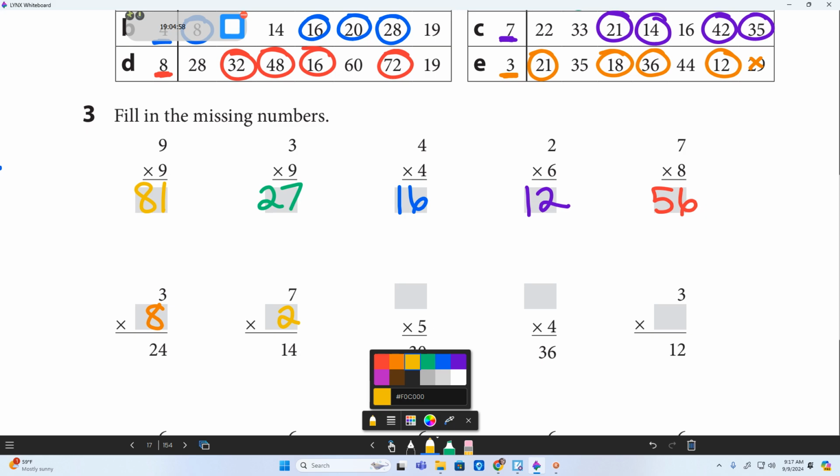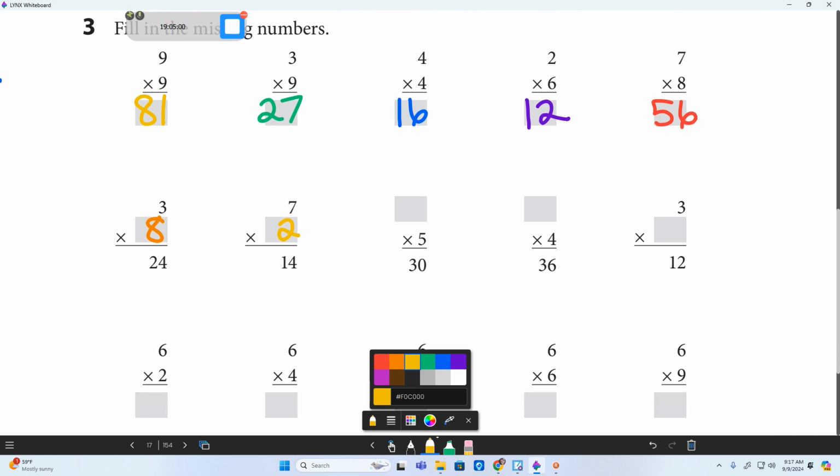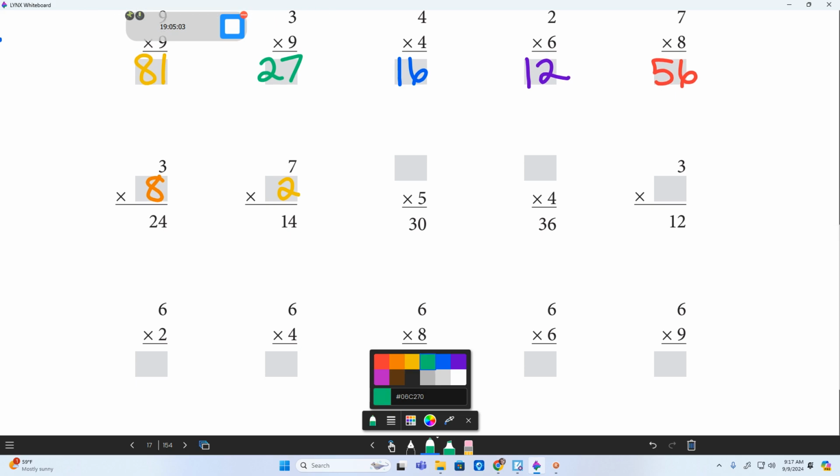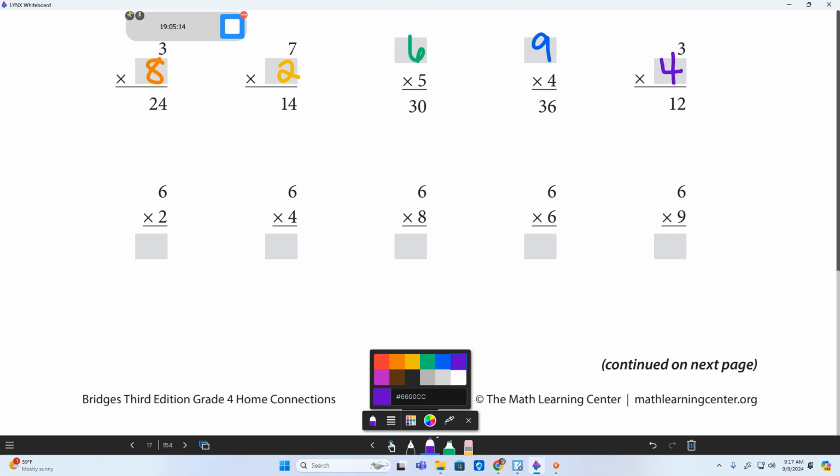Let's come down a little further here. 6 times 5 is 30. 9 times 4 is 36, and 3 times 4 is 12. Oh, we've got more. Let's keep going down. All right, 6 times 2 is 12. 6 times 4 is 24. 6 times 8 is 48. 6 times 6 is 36. And 6 times 9 is 54. All right, let's go on to the next page.